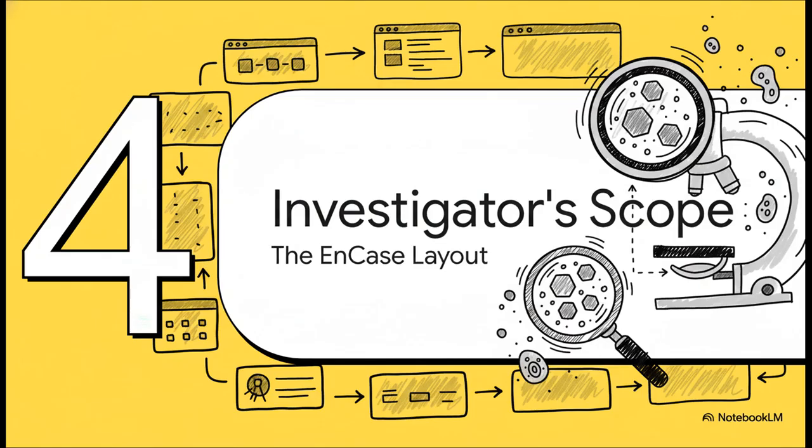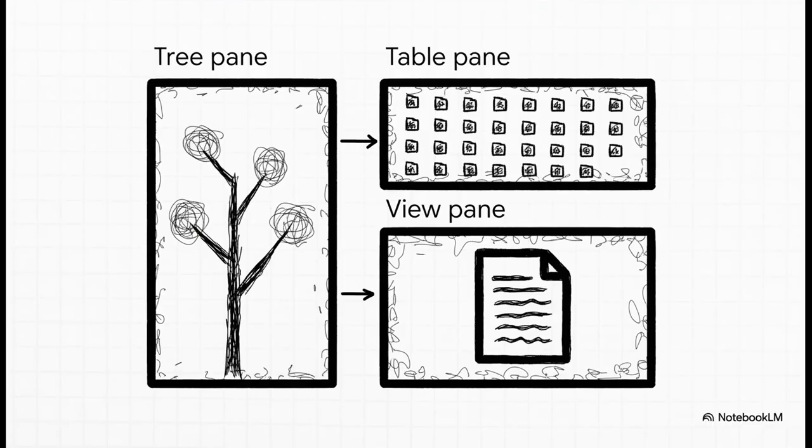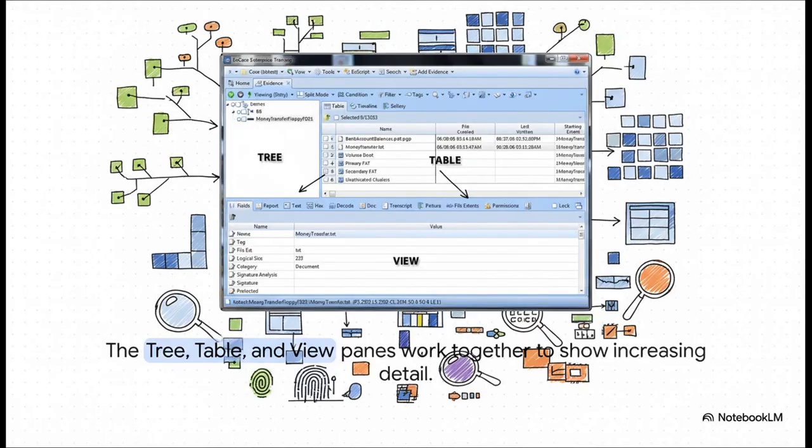This is where EnCase really shines, letting investigators go from a 30,000-foot view right down to the tiniest, most microscopic detail. The whole analysis setup is built around this one idea, a really simple but incredibly powerful three-pane view. And if you can wrap your head around how these three windows work together, you basically understand how a whole digital investigation works. And you can see it right here.